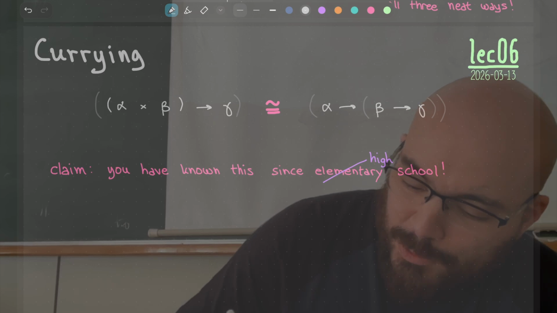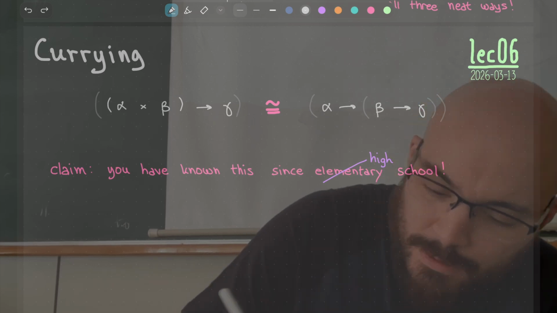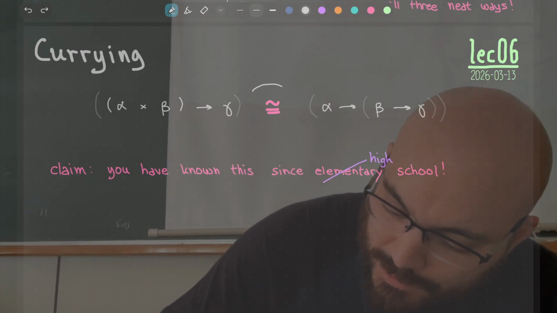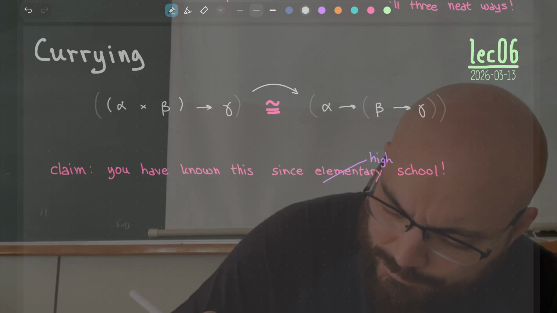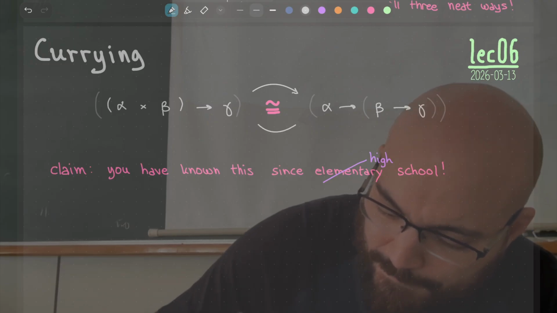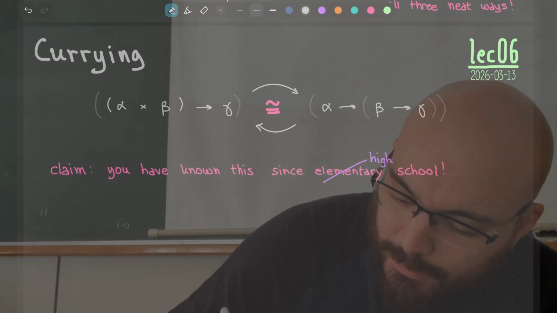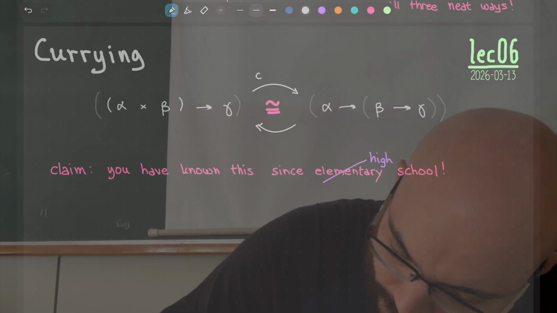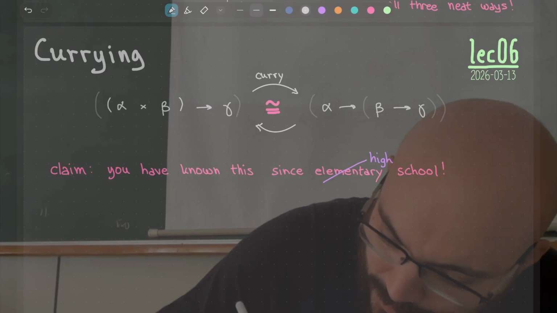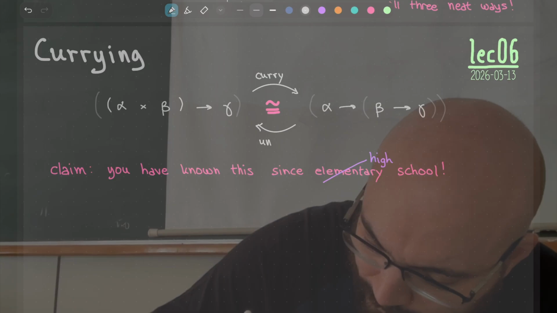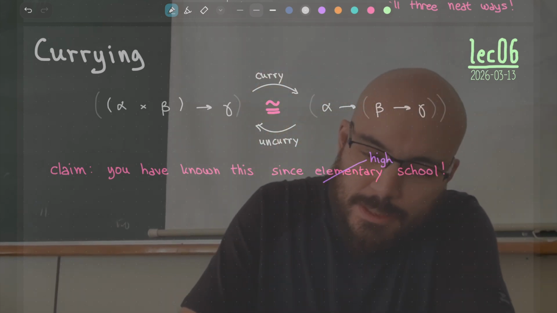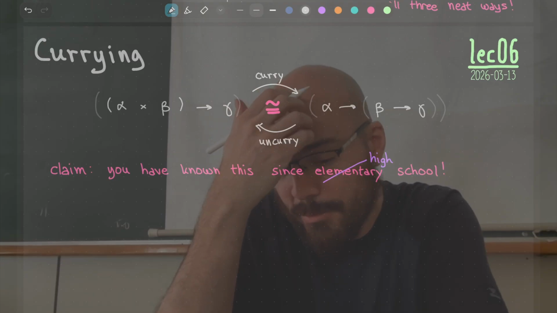Two types will be isomorphic, and this will mean that I have a way to translate back and forth. So I have a translation that goes this way, and a translation that goes this way. And I will call this, now which is which? No, this is carry, and this is uncarry. And the exercise here was to check whether we know this since high school, apparently.